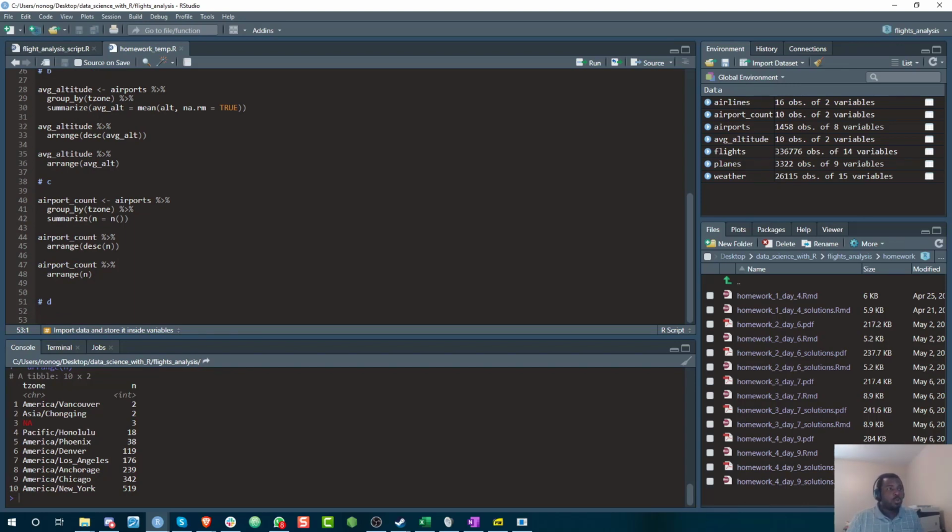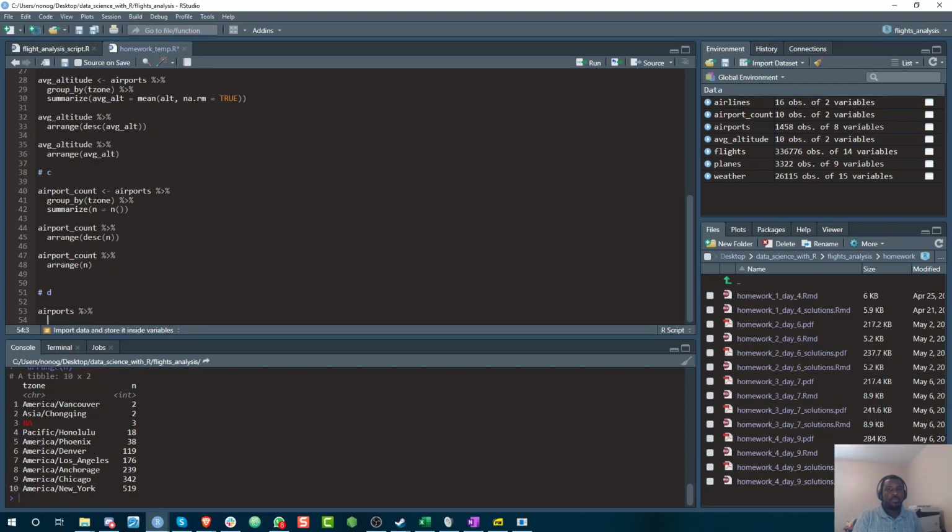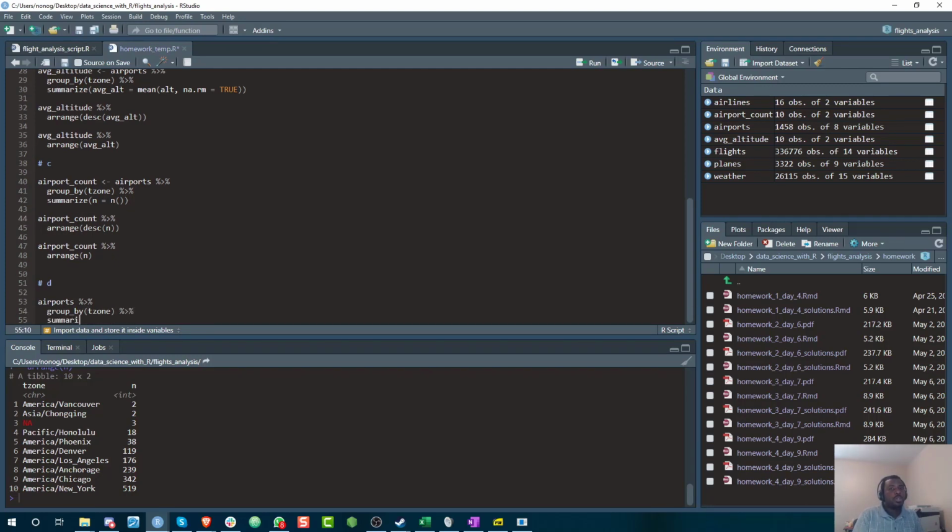All right, so let's look at D. D is kind of a little longer. For each time zone, compute the following altitude summary statistics, the maximum. So let me just write the code first. For each time zone, we'll have to group by time zone again. What are the summary statistics that we need to compute? Number one, the maximum altitude.